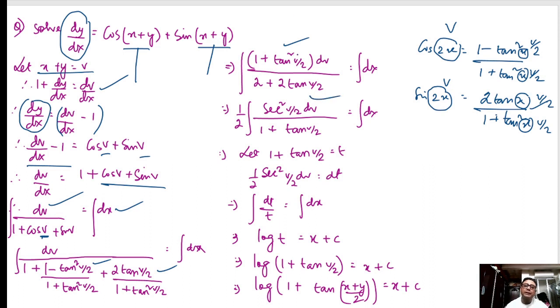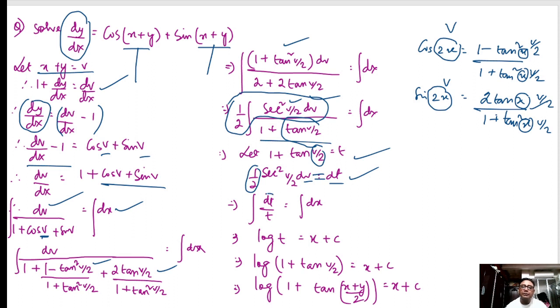So 1 plus tan square theta is sec square theta. Okay, and now let us take 1 plus tan v by 2 as t. So differentiating, 1 is 0, tan v by 2 will be sec square v by 2, and v by 2 will be half, into dv will be dt. We are differentiating this. So now that means half sec square v by 2 dv is actually dt.